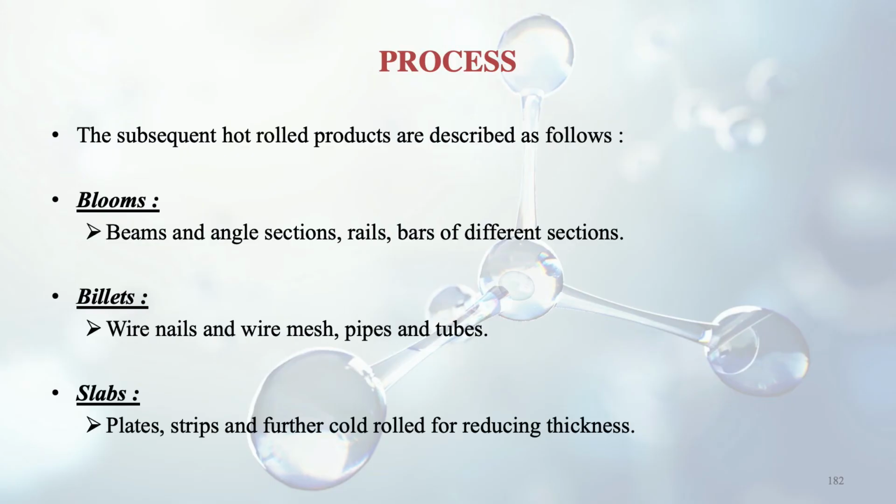Then the final one is the slabs. Slabs, plates and strips are there, and they are further cold rolled to reduce the thickness. So these are the three types: blooms, billets and slabs.